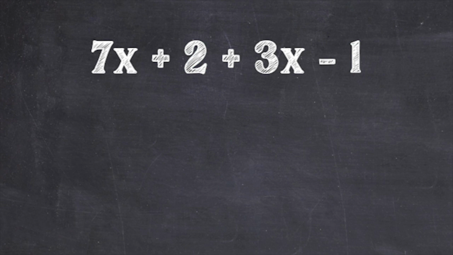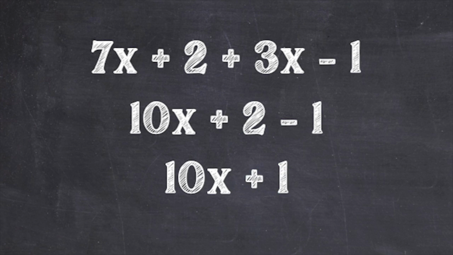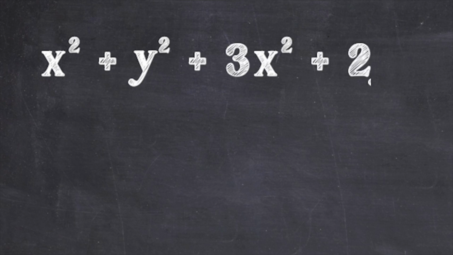You can write the two pairs of like terms together. Combining the 7x and 3x gives us 10x, while combining 2 and -1 gives us 1. So the simplified algebraic expression is 10x plus 1. The original expression had 4 terms, and simplifying it helped us to reduce it to just 2 terms. For the next example, let us look at a slightly different type of algebraic expression.